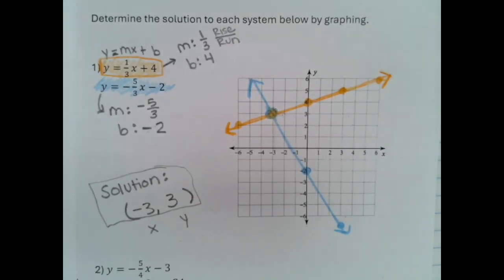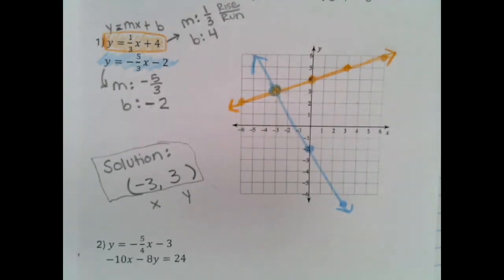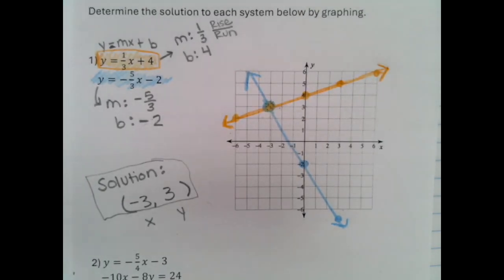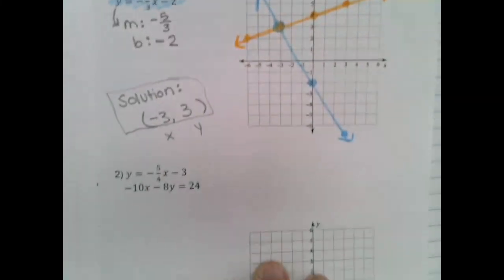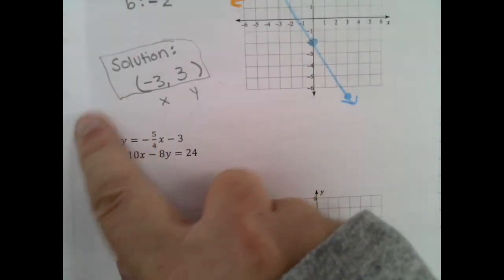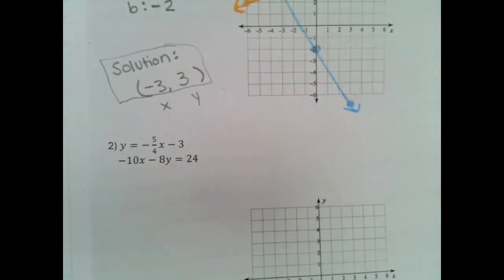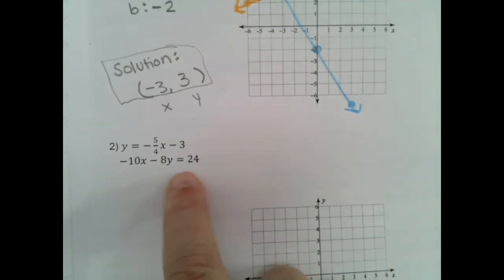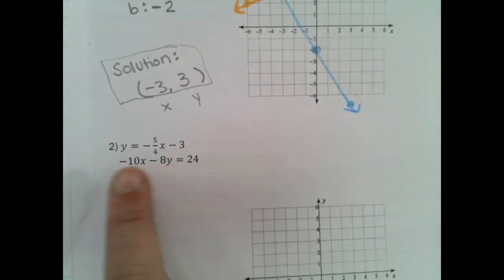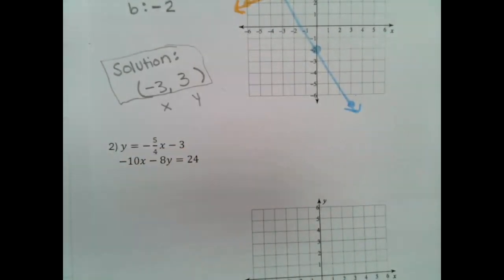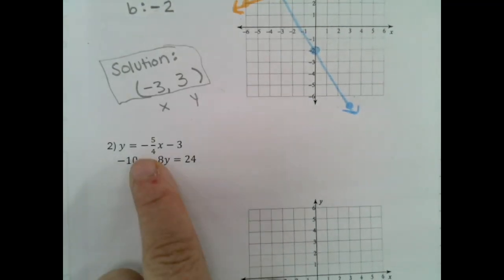All right, we got one more we're doing. Should you have that all finished? All right, again, this is a really good review. If you had a tough time with Unit B, number 2 is a really good review for Unit B. Okay, the first equation is y equals -5/4 x minus 3. And then the second equation, we have -10x minus 8y equals 24. So that first equation is in what type of form? Slope-intercept form, point-slope form, or standard form? Good, it's in slope-intercept form.